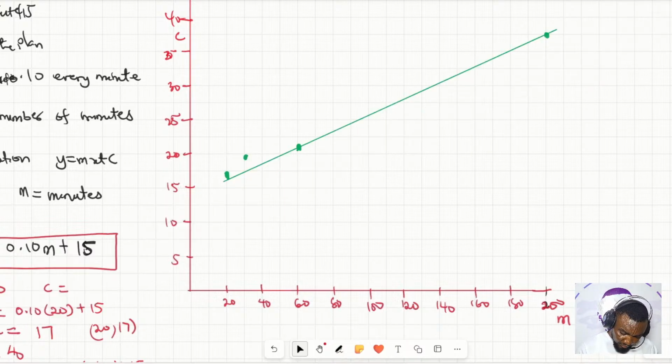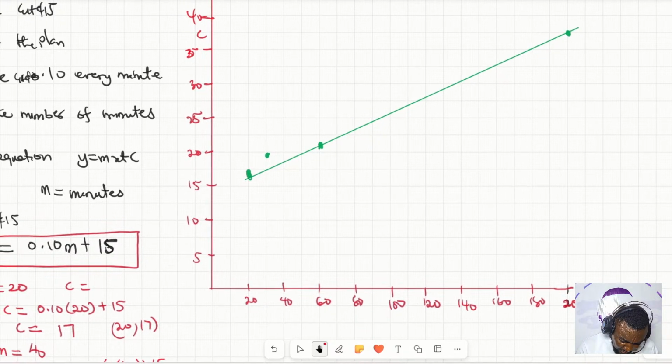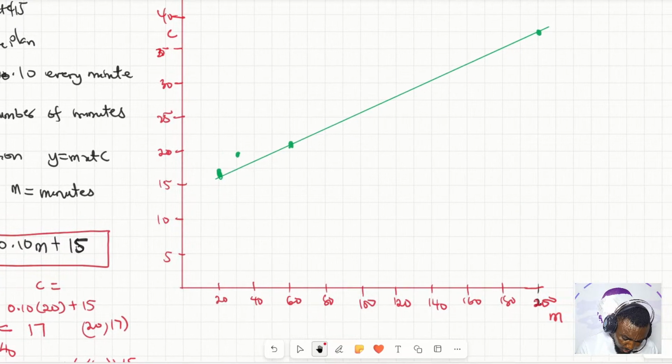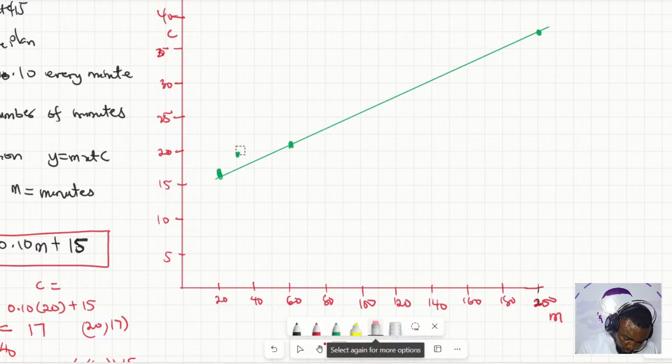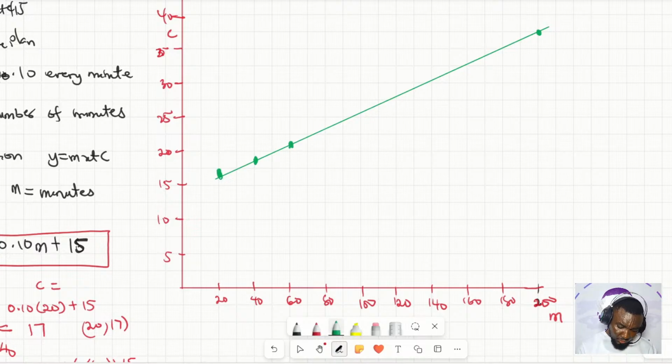right? So let's check this point again, right? Oh, okay. So I put the 40 at somewhere 30, that's why. So it means that this has to be at 40, right? That's why. So this 40, right? So somewhere here. So the equation of this line, right, we know is C is equal to 0.10 m plus 15, right?